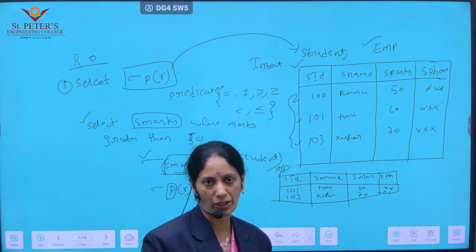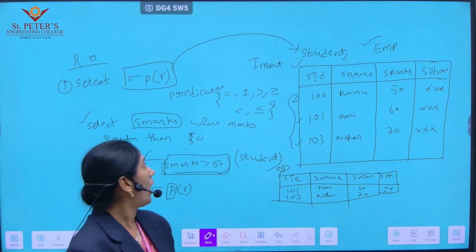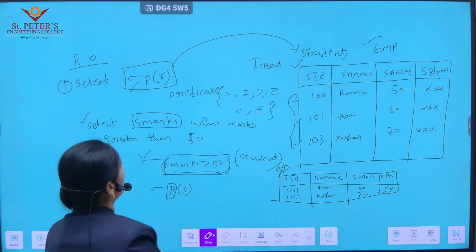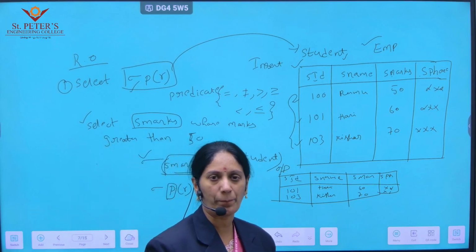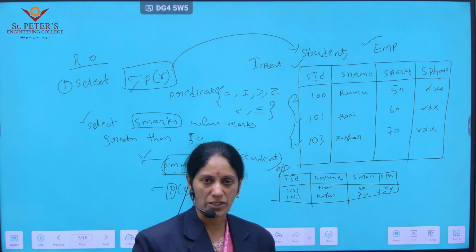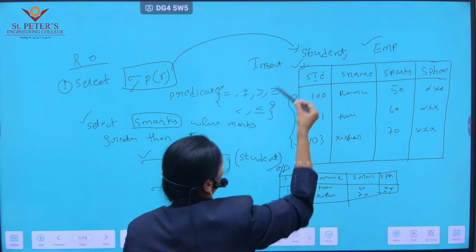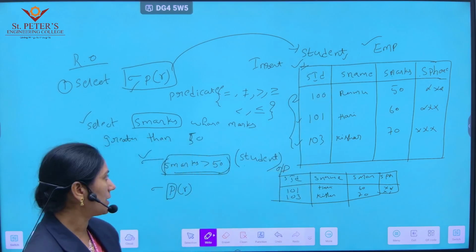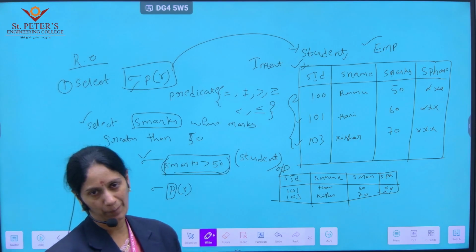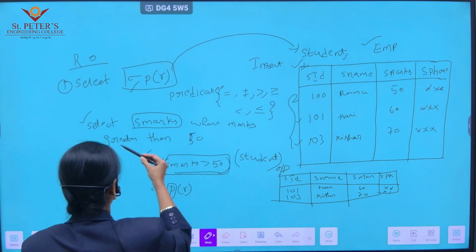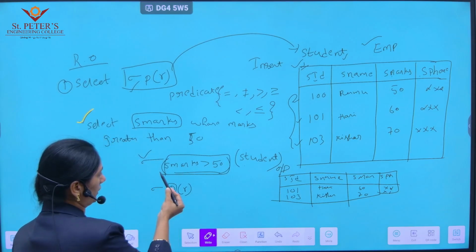Then go for relational operations. The first operation is called the select operation. How to represent the select operation? Sigma P of R. Sigma stands for select, P stands for predicate, and R stands for relation. Using the student relation, my query is select the student marks whose marks is greater than 50. First we have to write that query. How to represent the query?